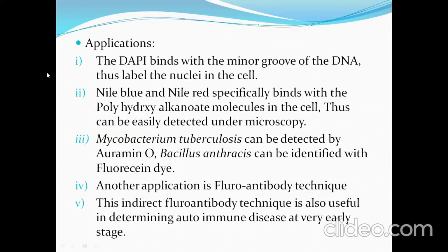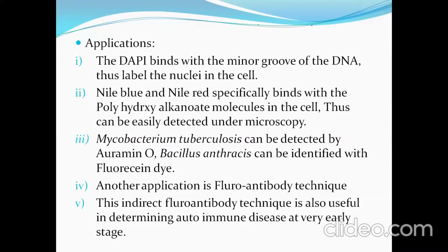DAPI binds with the minor groove of DNA and labels the nuclei in the cell. Nile blue and Nile red specifically bind with the polyhydroxyalkanoate molecule in the cell, thus can be easily detected under the microscope, which is very specific. I will discuss it a little bit in tomorrow's class. Mycobacterium tuberculosis can be detected by auramine O, Bacillus anthracis can be identified by this dye, and there is also another method known as the fluoro antibody technique, which I'll discuss in the next class also.